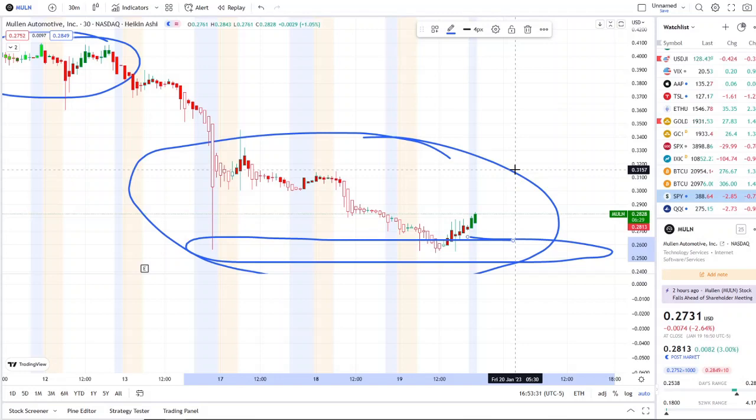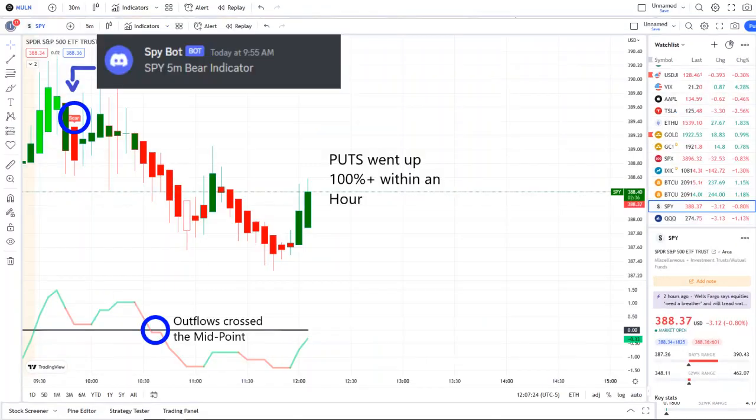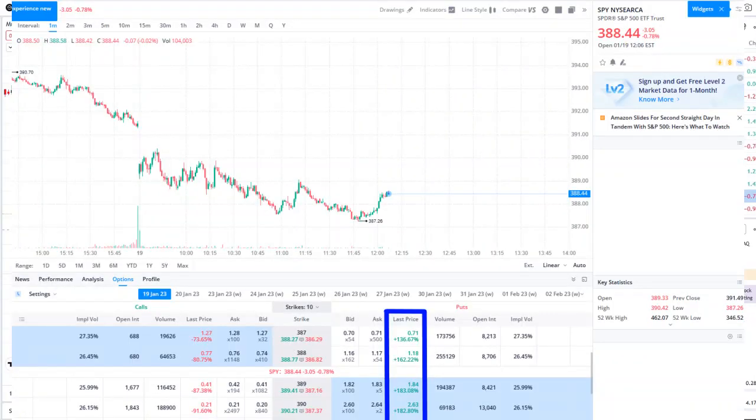The overall market and the SPY did as well, and our SPY bot at 9:55 a.m. sent out a bear indicator, and from that moment forward, outflows crossed the midpoint to the downside. Pure weakness there on 42 vision, and put options went up 100% plus within an hour, guys. And as you see, they're popping up within the screen within the options chain. Some options even went higher than that.